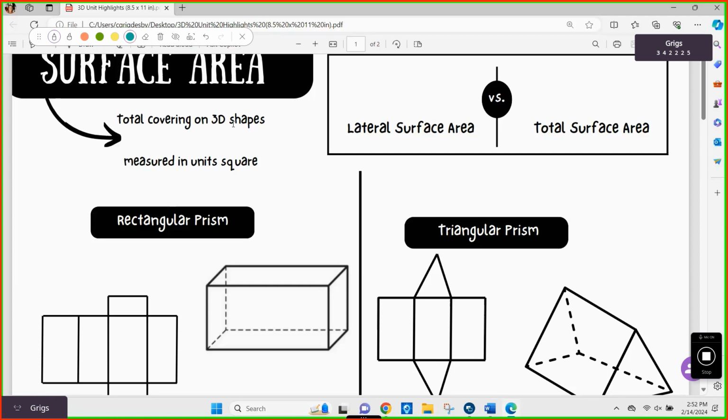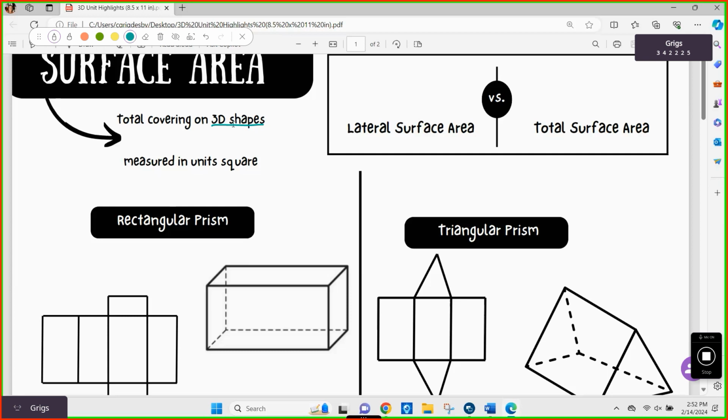How do you find area? Typically length times width, right? Okay. So up until now you've found the area of two-dimensional things, just flat things. So if you find the area of a square, you're finding the area of a flat thing. Surface area is the total covering on 3D shapes. So we're dealing with three-dimensional shapes.